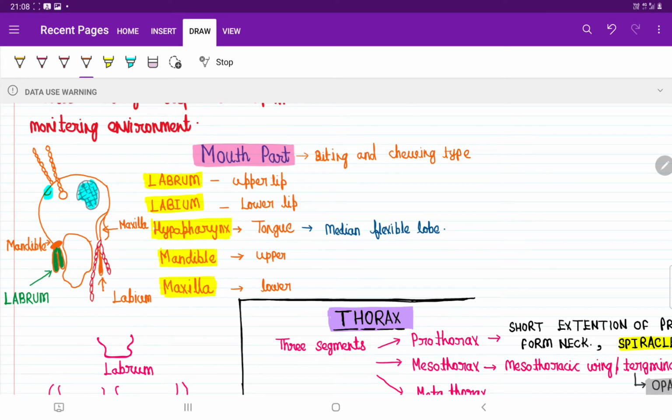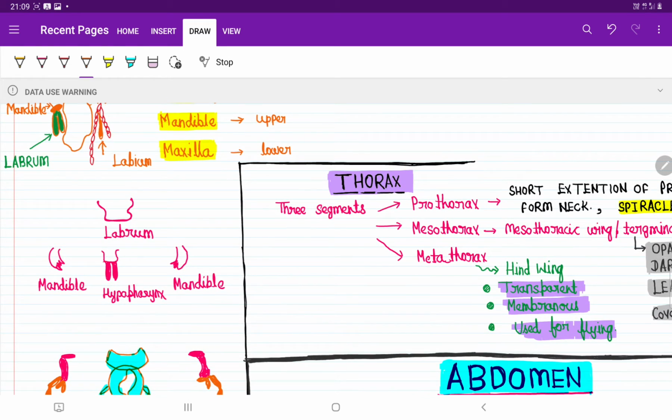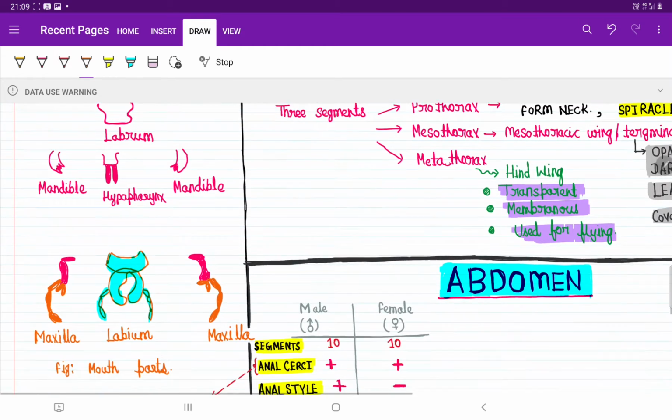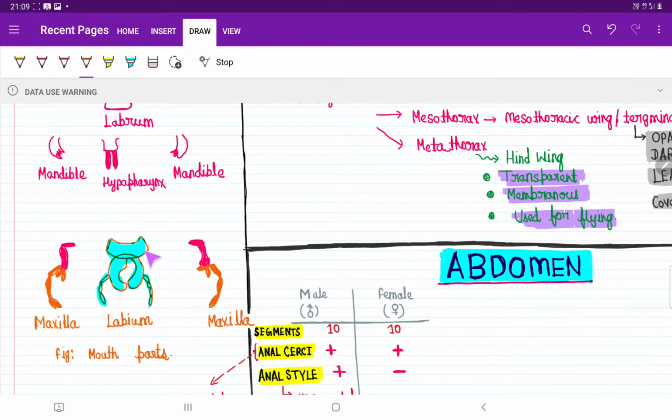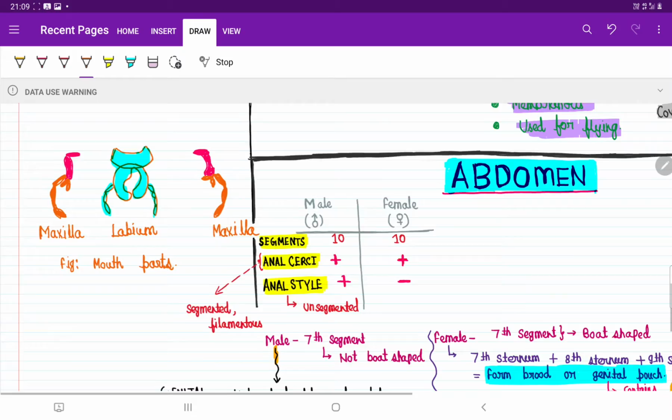Students, in humans the mandible bone is present in the lower jaw. But here their upper jaw is called mandible. In humans, upper jaw bones are called maxilla, but here the lower jaw is called maxilla. I hope you understand what I'm saying. See, this is labrum, this is labium, upper lip, lower lip, mandible, maxilla, present in their mouth.